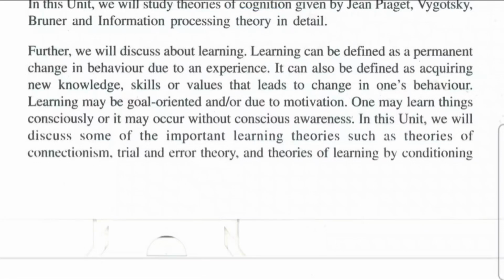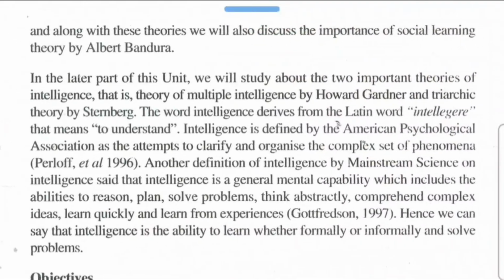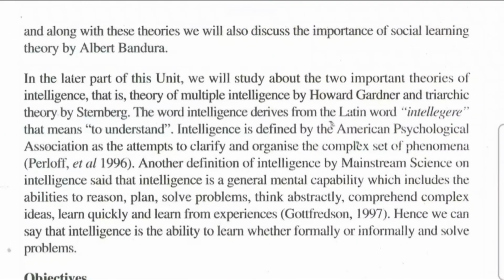In this unit, we will discuss some important learning theories, such as the theories of connectionism, the trial and error theory, and the theories of learning by conditioning. Along with these theories, we will also discuss the importance of the social learning theory by Albert Bandura. In the later part of this unit, we will study two important theories of intelligence, the theory of multiple intelligences by Howard Gardner and the triarchic theory by Sternberg.